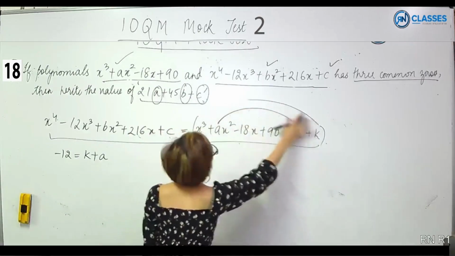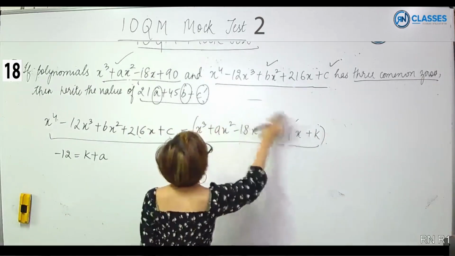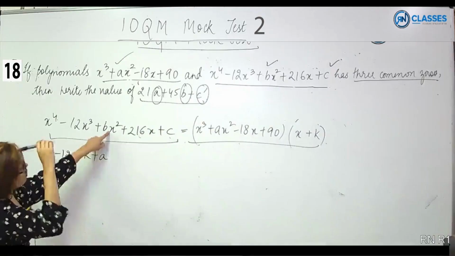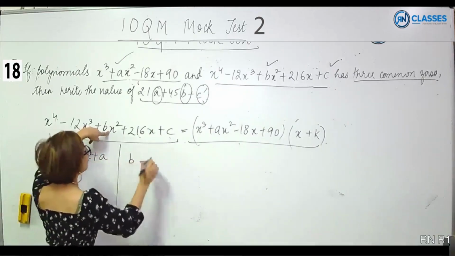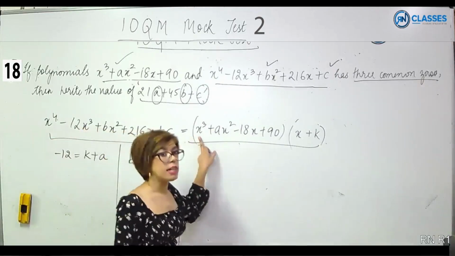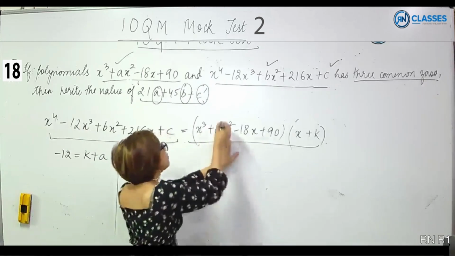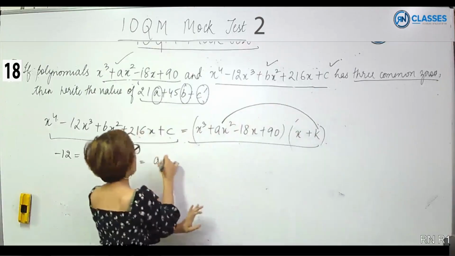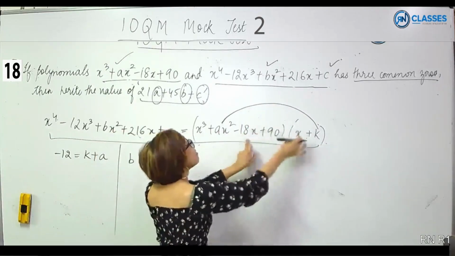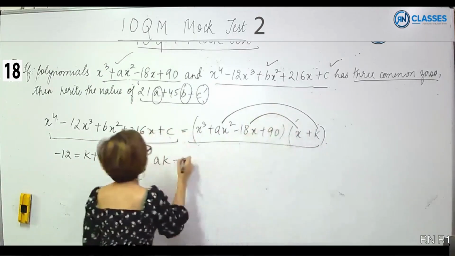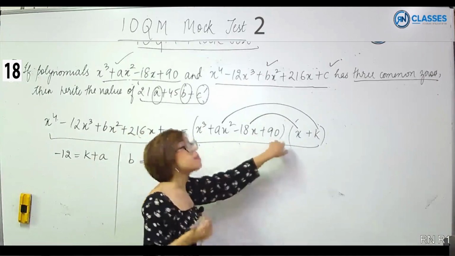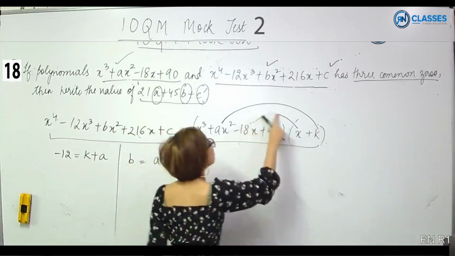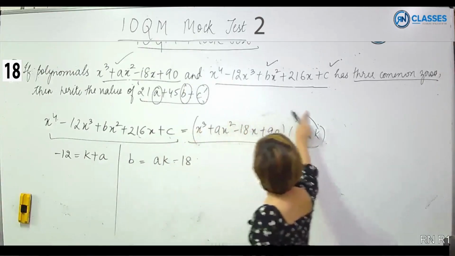Done? Now, let's move on to x square. The coefficient of x square is b. Obviously, I will not start with x cubed, I will start with x square. This needs to be multiplied by the constant term, so that is ak. Then this one needs to be multiplied here, so that means minus 18. This cannot be multiplied by anything, so it's okay. Second relation I got.